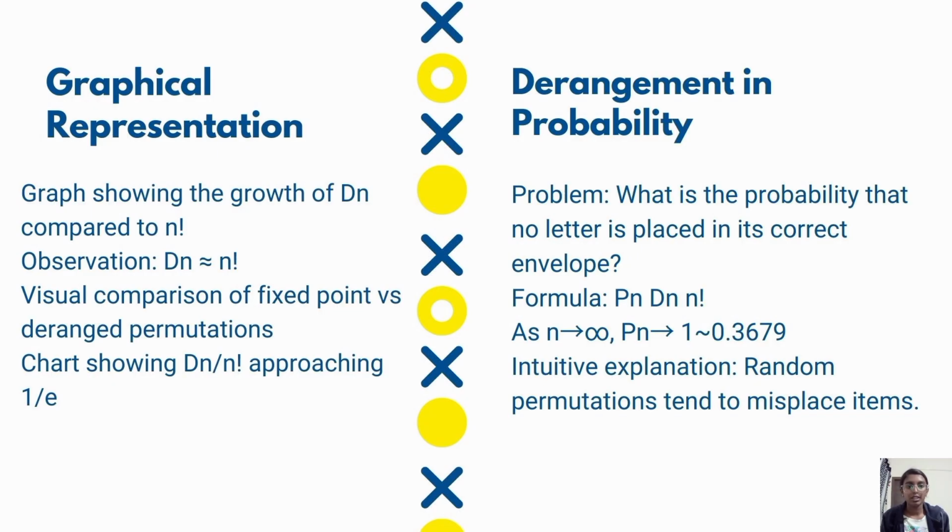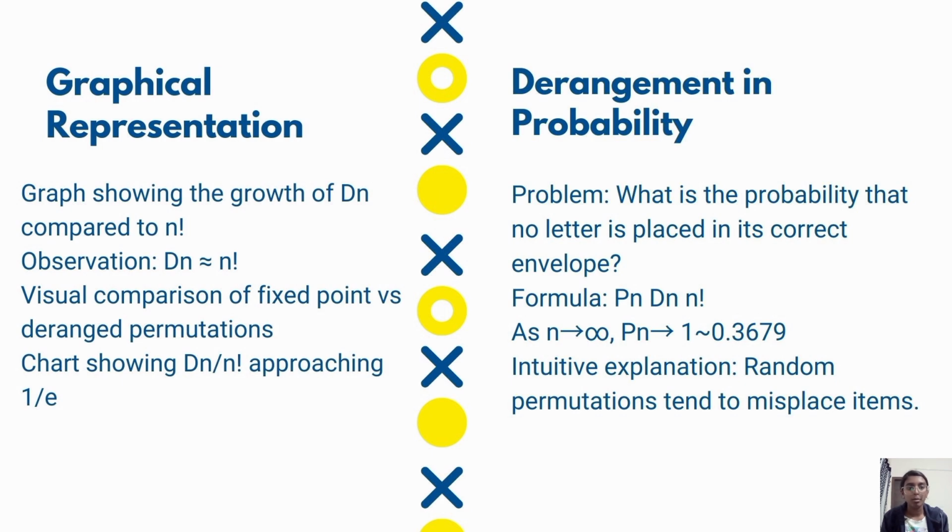Graphical representation: graph showing the growth of D_n compared to n factorial. Observation: D_n is approximately n factorial by e. Visual comparison of fixed point versus deranged permutation. Chart showing D_n by n factorial approaching 1 by e.